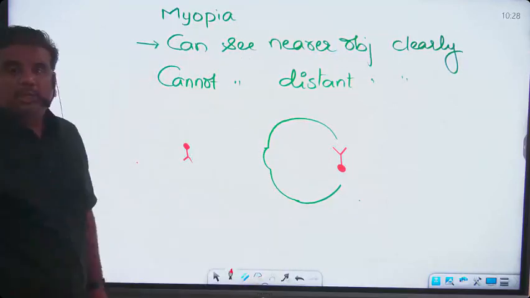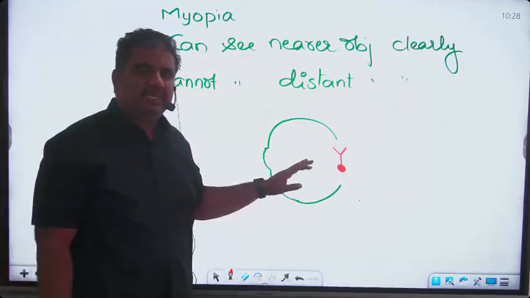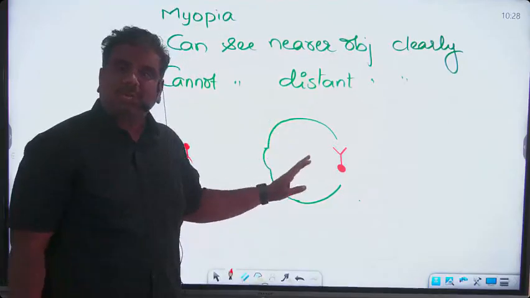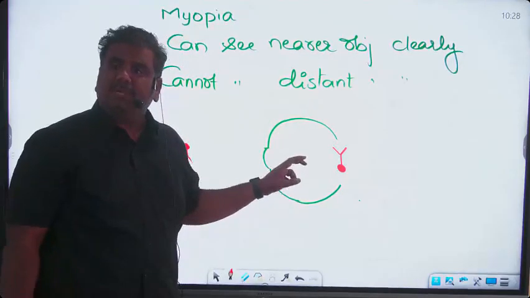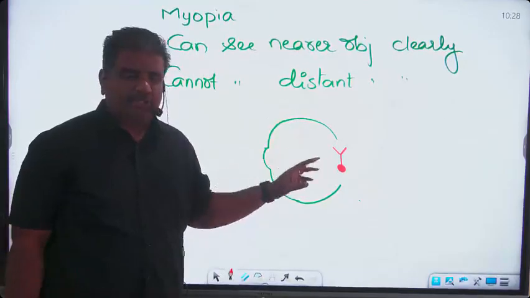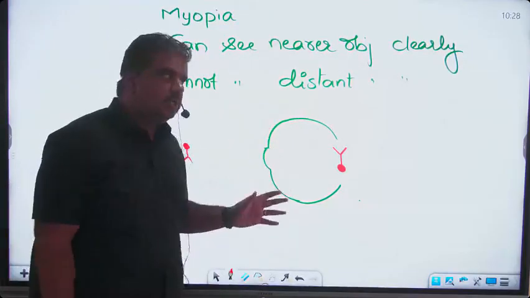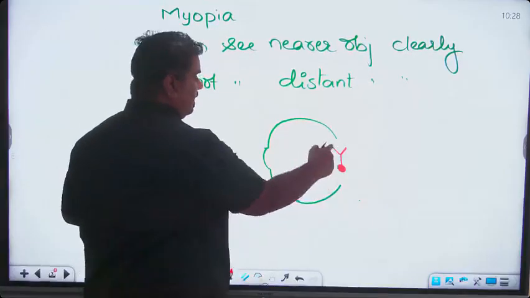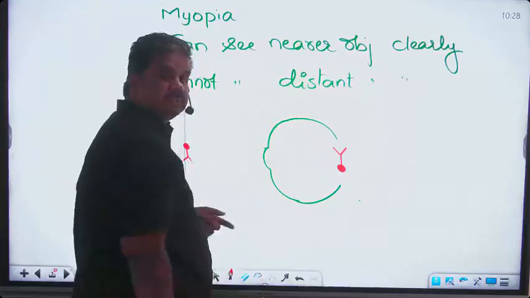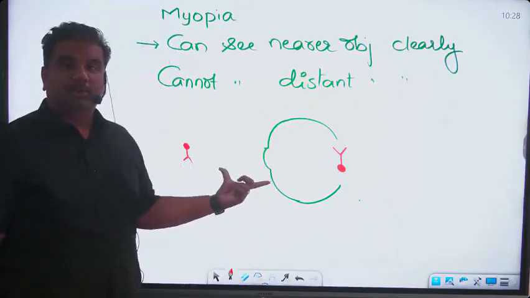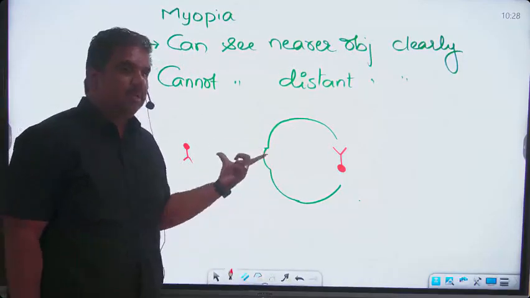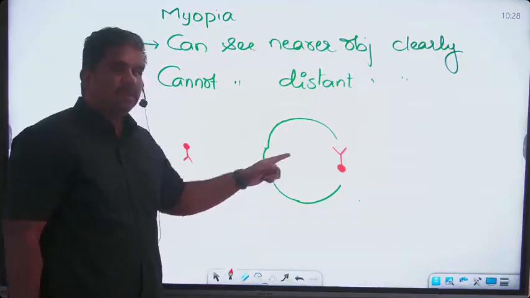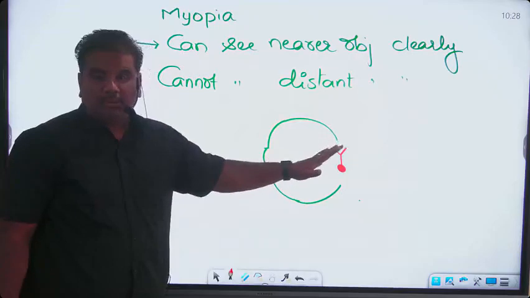The nerves present in the eye, which we call rods and cones, carry the information to the brain. Whenever we are looking at an object, the image formed on the retina is inverted like this. This is for a normal healthy person who is not using spectacles. For him, the image is always formed on the retina.